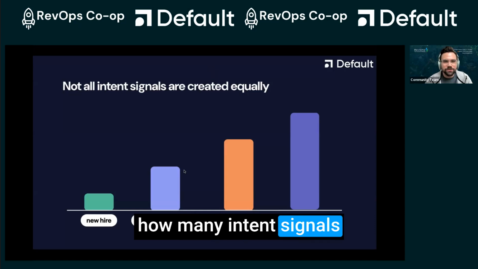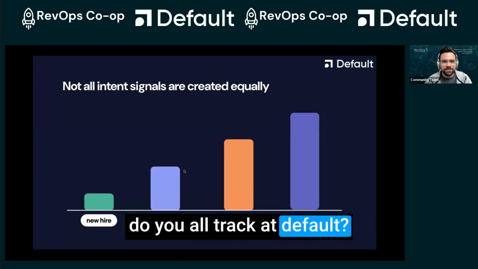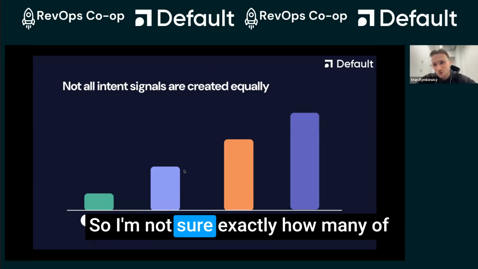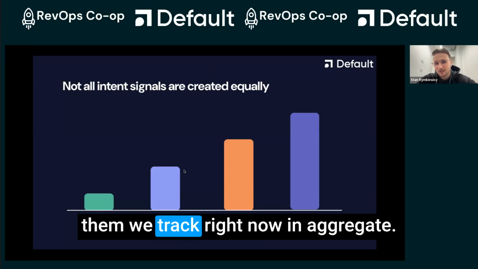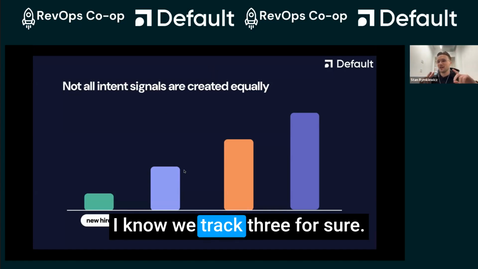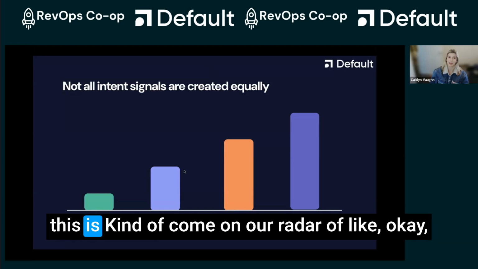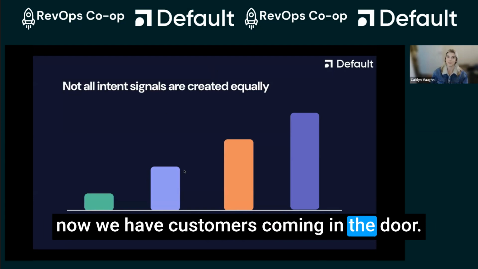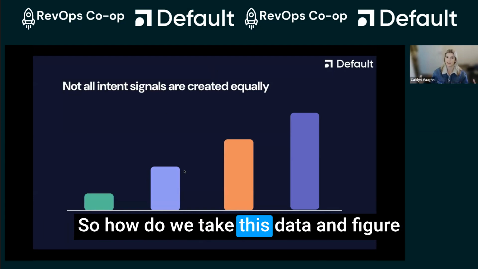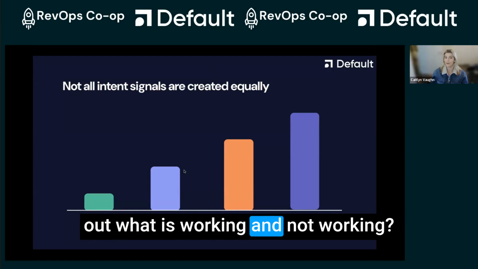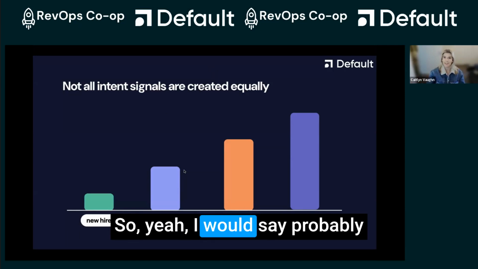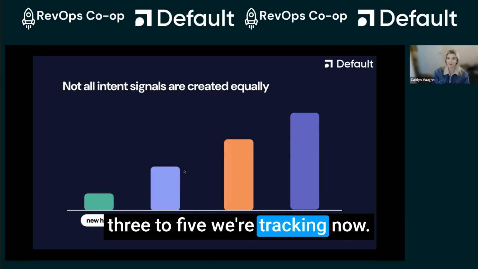How many intent signals do you all track by default? I'm not sure exactly how many we track right now. In aggregate, I know we track 3 for sure. Honestly, in the last 6 months this has come on our radar, now that we have customers coming in the door. So how do we take this data and figure out what is working and not working? I would say probably 3 to 5 we're tracking now.